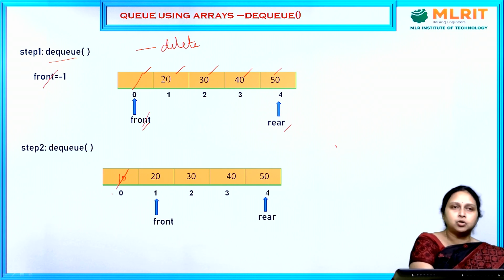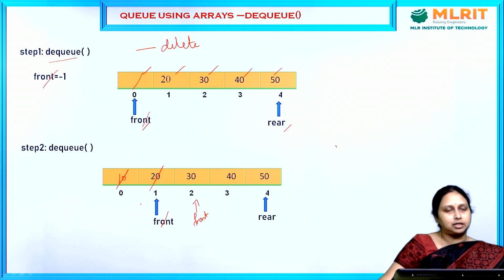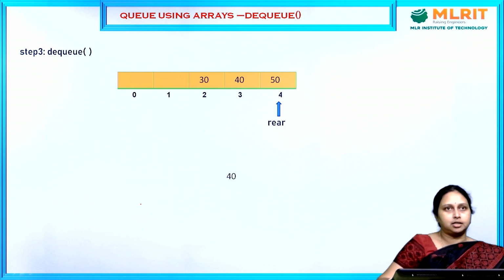Now if I call this dq function a second time, again front will be incremented. Front is pointing to this location and that element will be deleted. Deleting is nothing but we are unable to access it. That is deleted. And if I perform another dq operation, then 30 will be deleted.